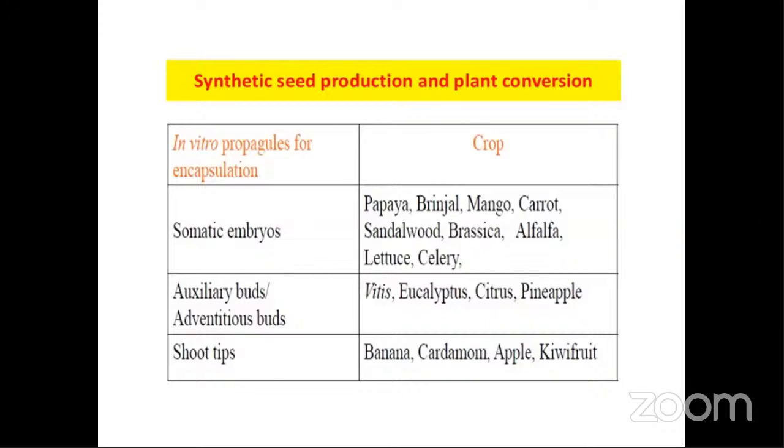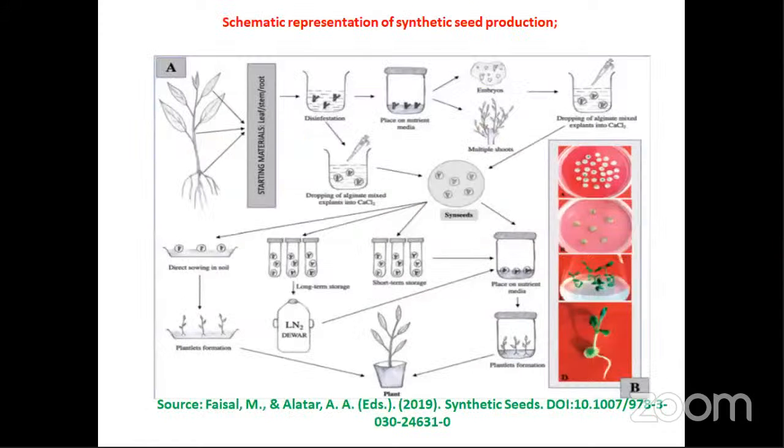Whereas in Vitis species, eucalyptus, citrus, pineapple, axillary buds and adventitious buds are used as in vitro propagules for encapsulation, and shoot tips were used in crops like banana, cardamom, apple, and in kiwi fruit. Next. This is the schematic representation of synthetic seed production.